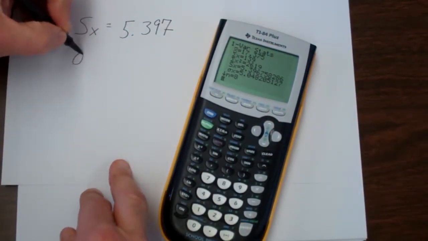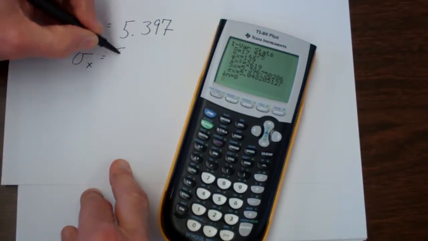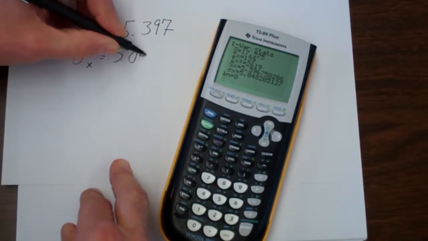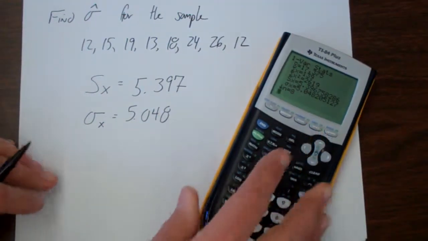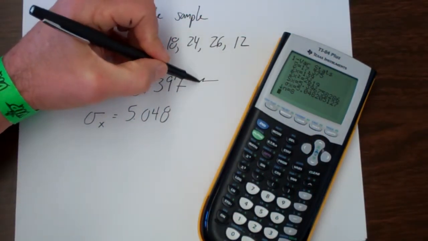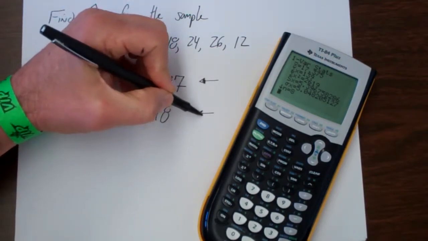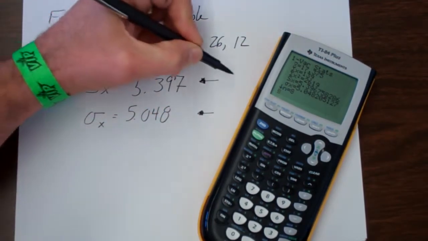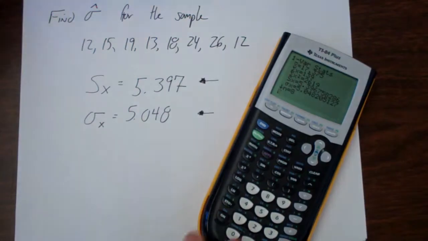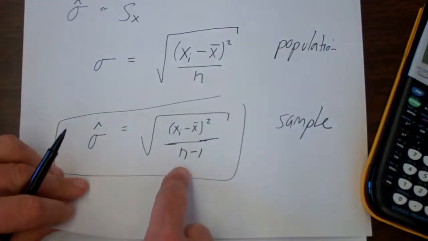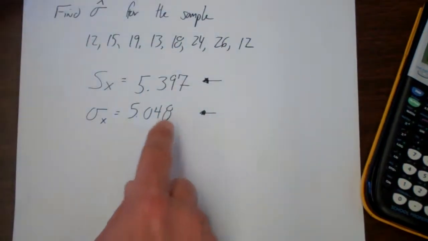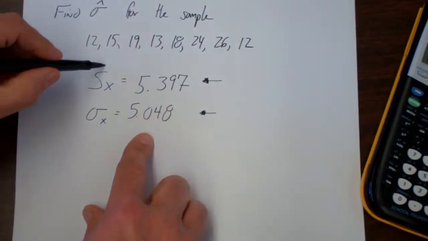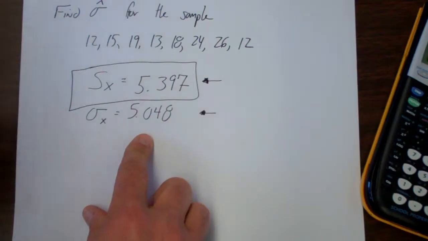Now there's also one called sigma x, and that is 5.048, and it's worthwhile to figure out what that means. This one is for the sample, and this one is for the population. The basic idea is that if it's a sample, you divide by n minus 1, and if it's a population, you divide by n. That's the reason you get the different numbers. But in this case, this is what we want right here.